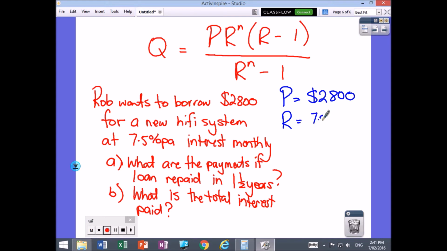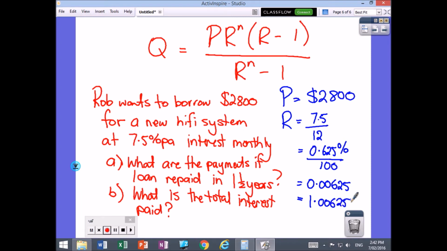So you're going to have to do 7.5 divided by 12, which equals 0.625%. Okay, now this has not yet been decimalized. You need to divide this again by 100. So if I now divide this by 100, that'll give me the decimal. We end up getting a few zeros out the front here, but that is the decimalized version. And of course, the rate includes a 1. So that's our R.